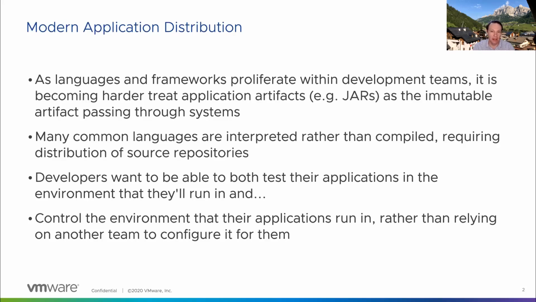Compounding this is that, other than basically Java and Go these days, many of the common languages that we see people using are interpreted rather than compiled, which means that there isn't even really an application artifact. We're distributing source repositories or collections of source code that are going to be run in an interpreted manner rather than some sort of jar file or a compiled binary in Go's case. We're also seeing a pretty significant change in the demands from developers themselves. One of the key things is that developers really want to be able to test their applications in the environment that they'll run in, right?